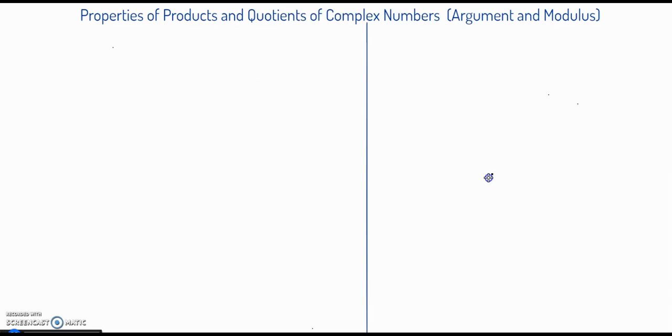Now today we're going to be talking about the properties of products and quotients of complex numbers. Notably, we're looking at the argument and the modulus. Now, before you watch this video, please go back and watch my previous video on the polar form of the complex number. And we're going to get right into it.